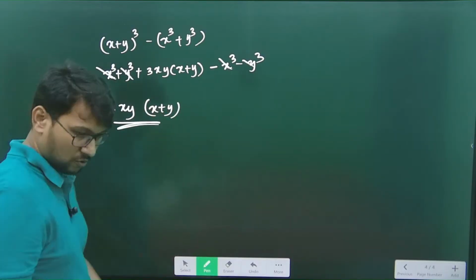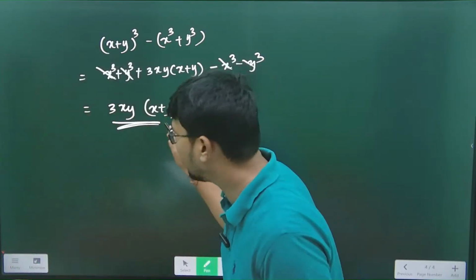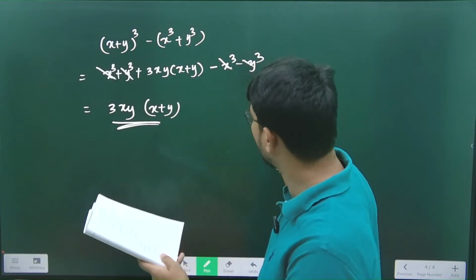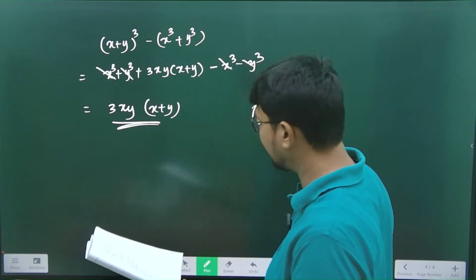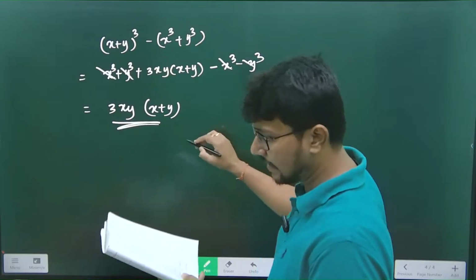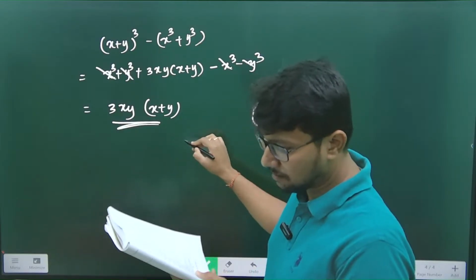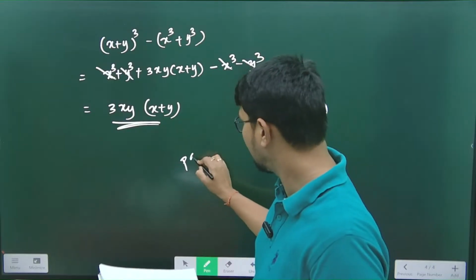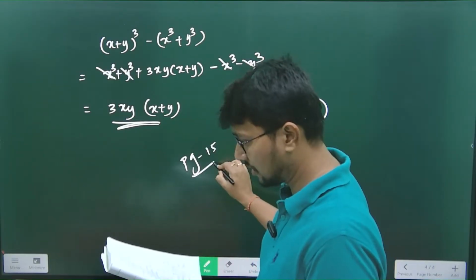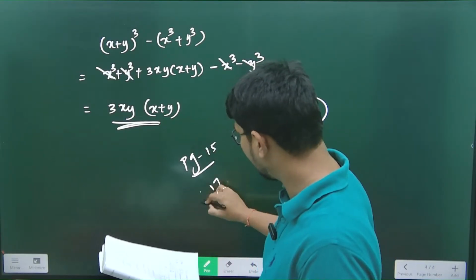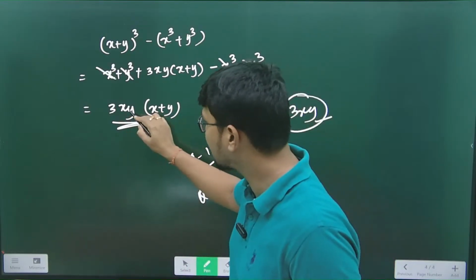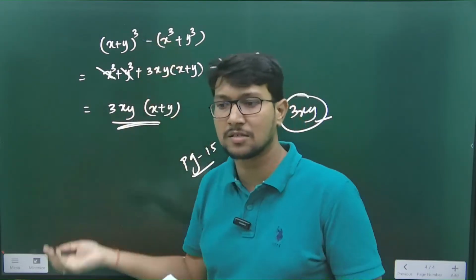Now in the book, the whole is not there in the options, but 3xy is there in option D. You check, 3xy is there. It is the NCERT Exemplar book, page number 15, question number 17, right? So though 3xy is there, 3 into xy is a factor of this.